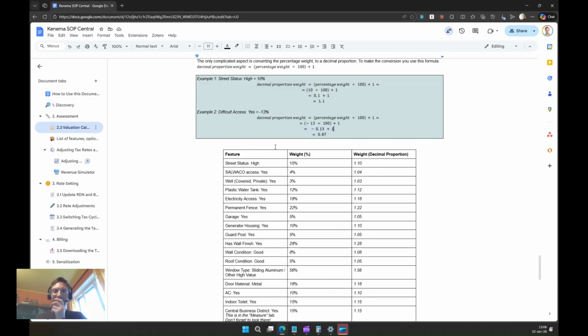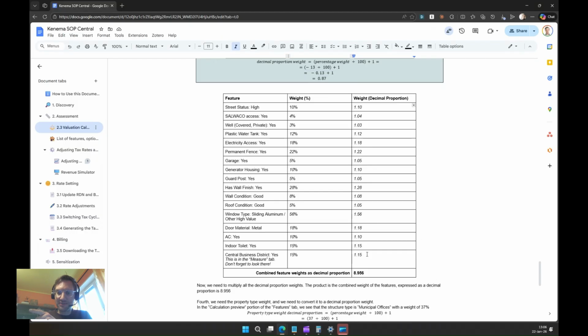And so here we see that street status high is 10%. We see that Sawako access is 4%. The private well is 3%. These are all the weights that affect the property value of the McKinney City Council building. If I take these percentage weights and I change them from percentages to decimal proportions, the way I did it in this example up here, these are the decimal proportions of each of those individual weights.